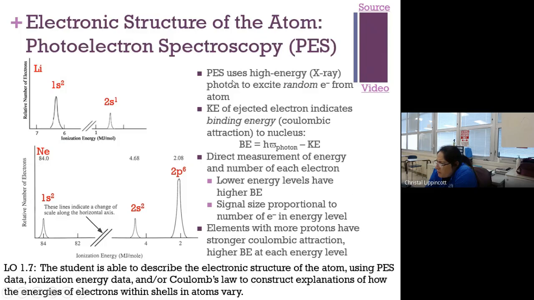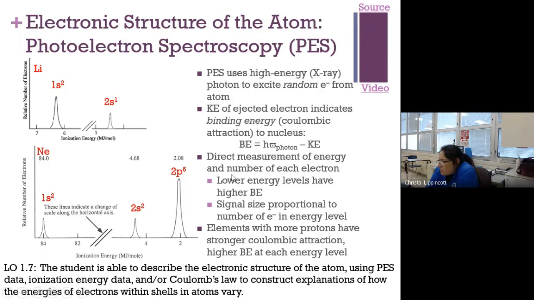Photoelectric effect then. It's going to use a high energy photon. It's going to excite those electrons. Okay, kinetic energy of the ejected electrons then equals the binding energy, or that Coulombic attraction. Remember, Coulombic attraction deals with distance and force. So as things come closer together, that force increases. As the distance increases, the force is going to decrease.